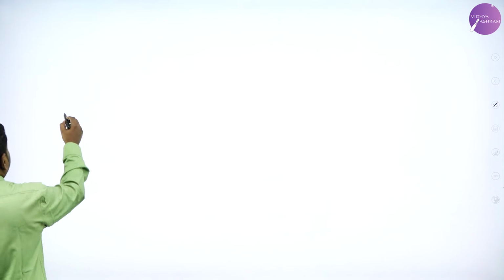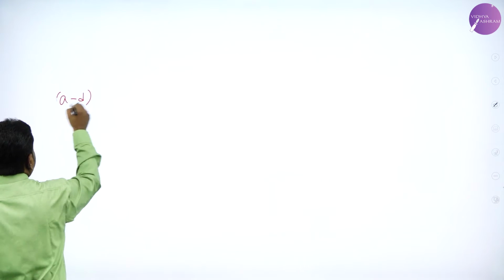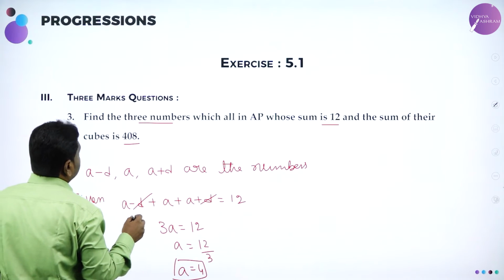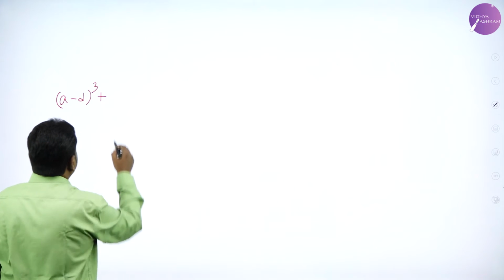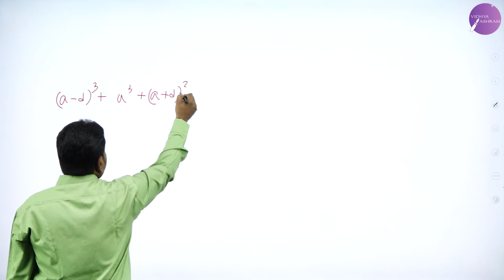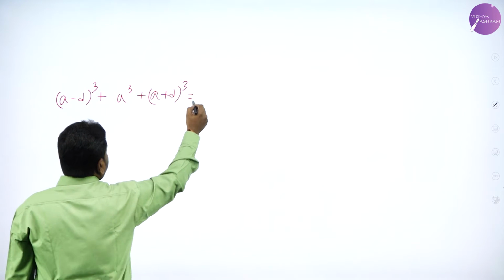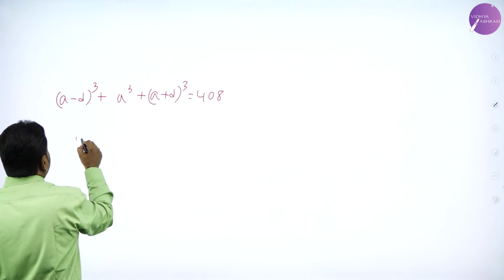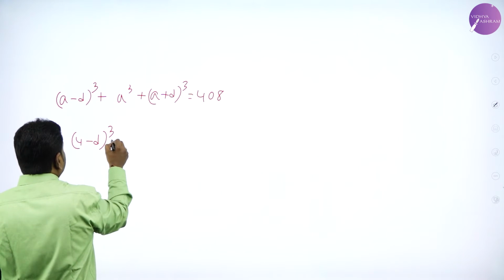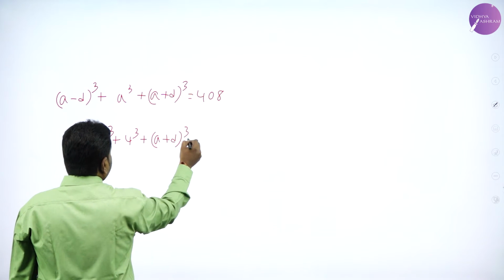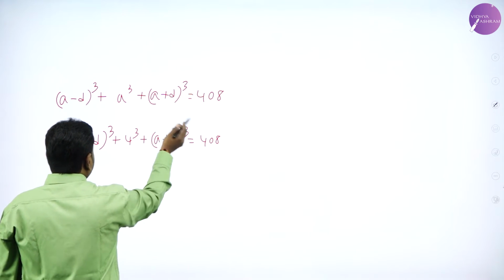So I told sum of the cubes. What is sum of the cubes given? Sum of the cubes means (a minus d) the whole cube, a cube, (a plus d) the whole cube is given. How much is given? 408. So now you got a value also. What is a? 4. So (4 minus d) the whole cube, 4 cube, and (4 plus d) the whole cube is 408. So now 4 cube you transfer that side.